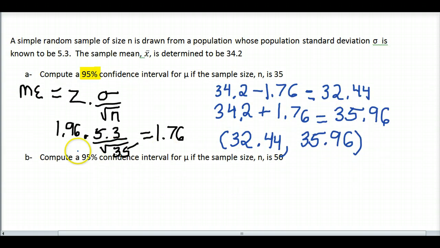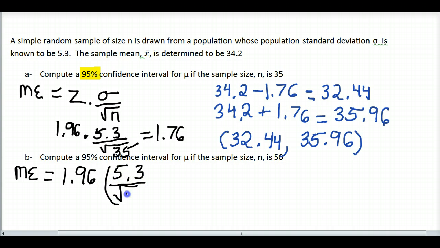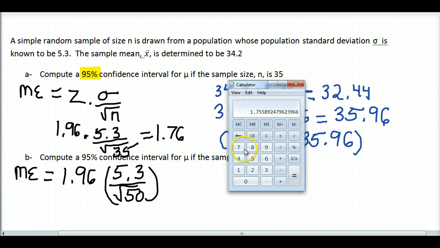The same concept can be used if we adjust the confidence level parameters just a little bit. For example, if you look at part B, the only thing I'm changing is my sample size of n. My z value stays the same, 1.96. My standard deviation stays the same, and the only thing that's changing is the number in the sample, which is 50. So I could go ahead and take my calculator out. I'm going to clear it out just before I start, just to be sure. 5.3 divided by the square root of 50 is equal to 0.7495, which I want to multiply by my constant.